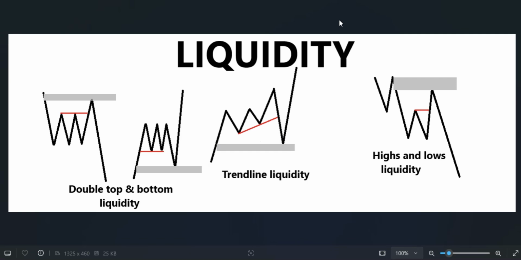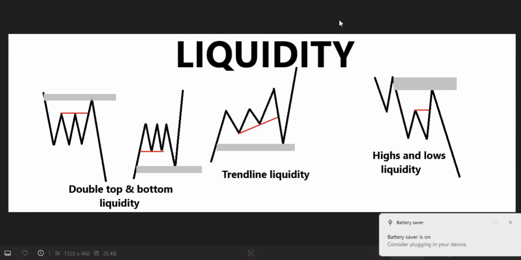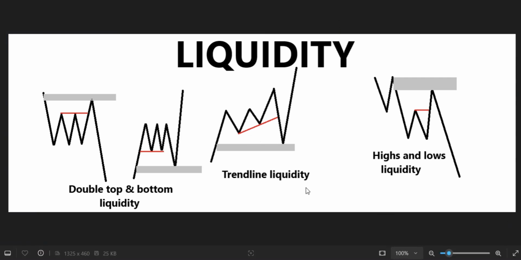So in the second video, I'll be talking more in depth about double top and double bottom liquidity, trend line liquidity, and highs and lows. I'll basically be trading them so you can see how it works. So cheers and God bless.